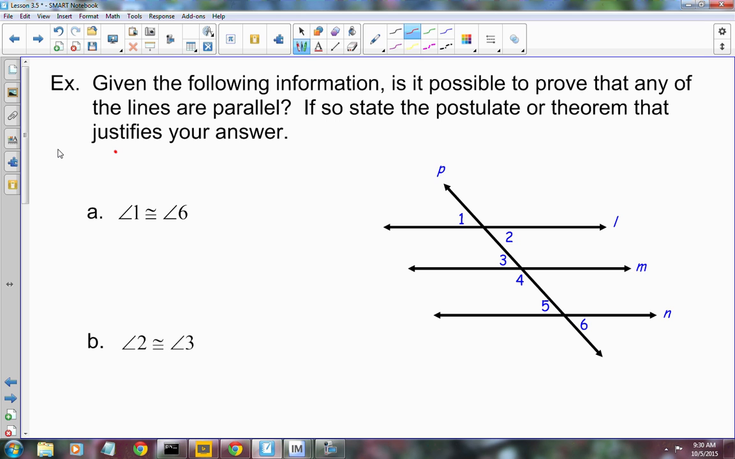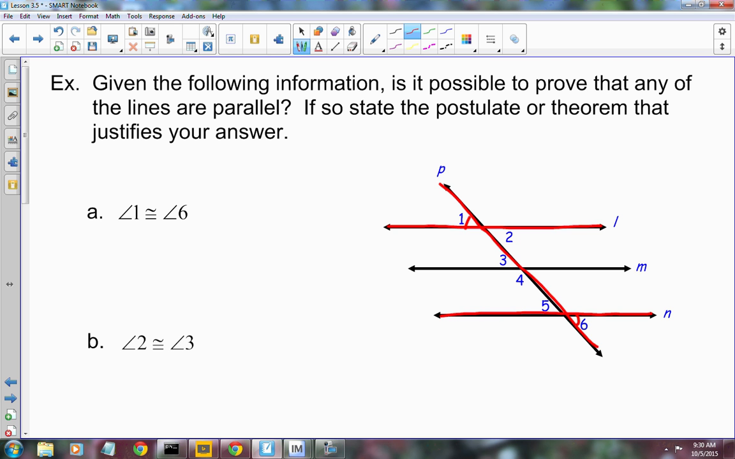So let's work a couple of problems here. Given the following information, is it possible to prove that any of the lines are parallel? If so, state the postulate or theorem that justifies your answer. Okay, so let's say that I knew that angle 1 was congruent to angle 6. My recommendation to you is to highlight the lines that create those angles, okay? So I would need this line and this line. That kind of makes it pop out.